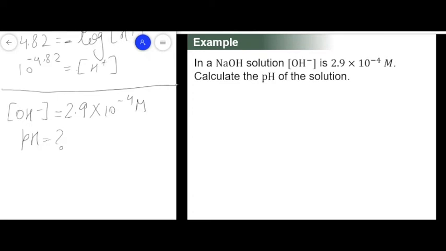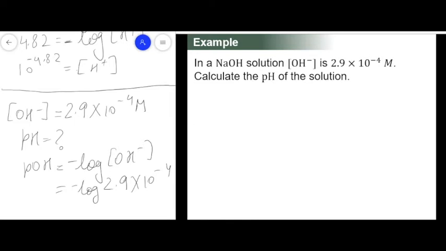So the first thing we have to notice here is that what's given to us is not the H ion concentration. What's given to us is the OH ion concentration. Now there are two ways we can solve this question. Let's check the first way first. If you have the OH ion concentration, I cannot calculate pH, but I can calculate pOH. pOH is going to be negative log of OH ion, meaning negative log of 2.9 times 10 raised to the power minus 4. If you plug that into your calculator, it would give you a value of 3.54.